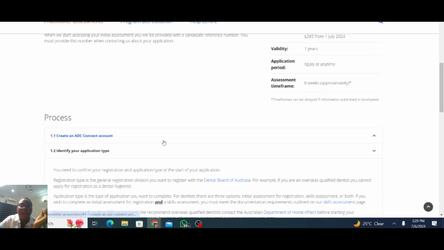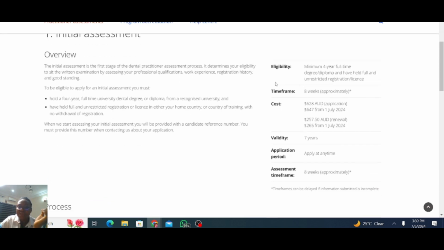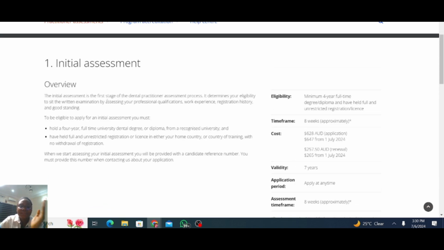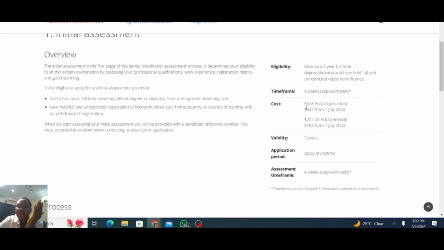This is the detail. Have you seen it? Eligibility. Now, for this initial assessment, you must make a payment for it. The time frame for the initial assessment is 8 weeks. The cost is 628 Australian dollars for the application. And you can start your application from 1st July 2024. So the application is still open. You can still apply for this initial assessment if you would like to migrate to Australia to practice your profession.